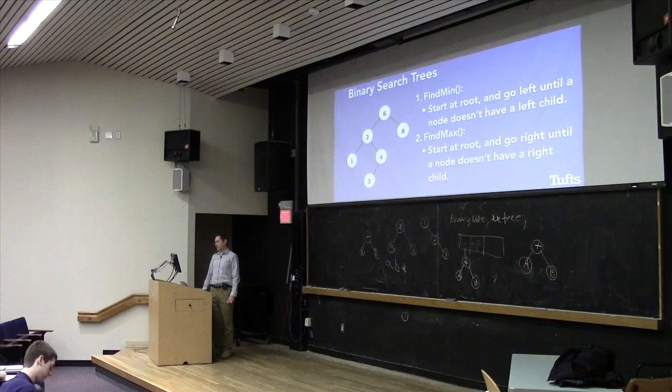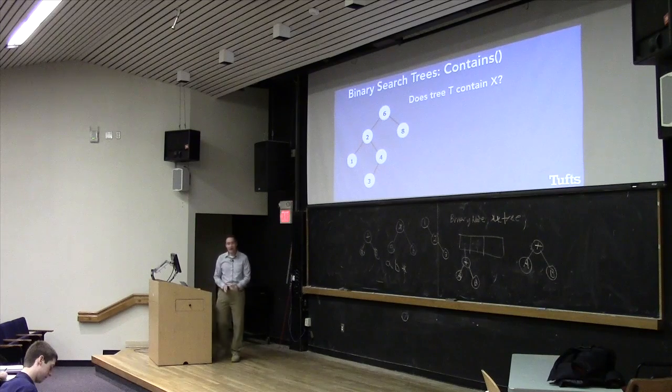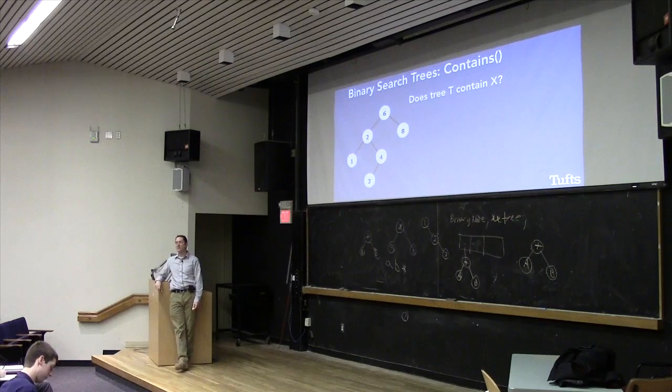Okay, all right, let's look at contains. Does this tree contain some value x? Let's think for a second about how you might figure out, by starting at the root here, whether or not you've got, say, 4 in the tree.